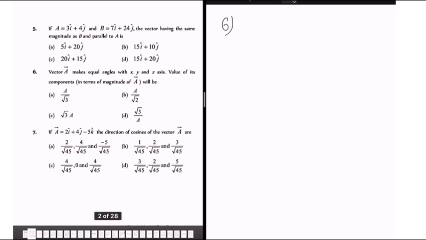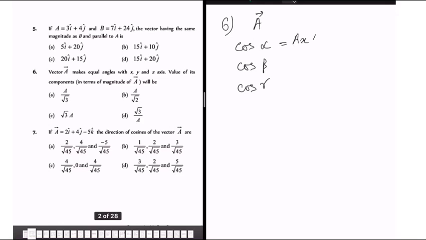Vector A makes equal angles with x, y, z. The value of its components will be? If you remember, vector A is making angle alpha with the x-axis, beta with the y-axis, and gamma with the z-axis. You can call them cos alpha, cos beta, and cos gamma. These are called the direction cosines with the x-axis, y-axis, and z-axis respectively.